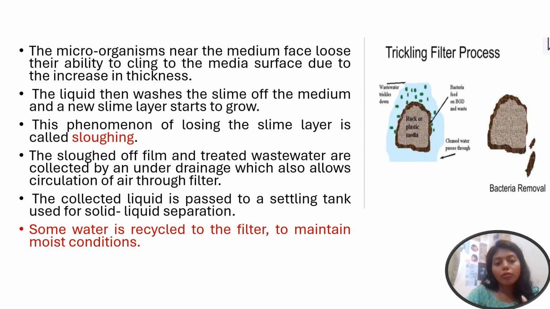The sloughed off film and the treated water are collected by an under drainage, which allows the circulation of air through the filter, and the collected liquid is passed to a settling tank that is used for solid-liquid separation. Some of the water is recycled back to the filter to maintain moist condition.